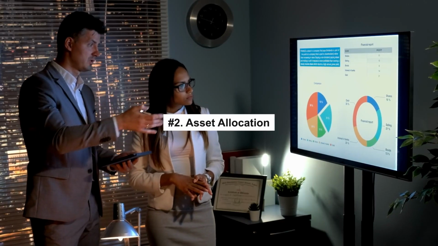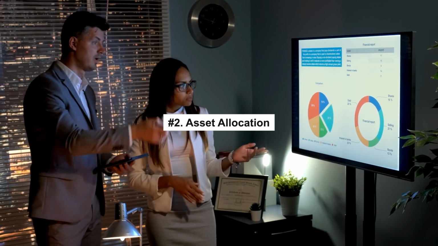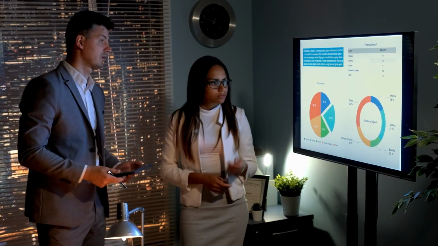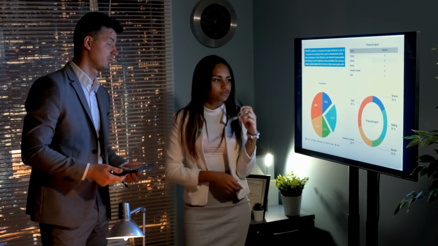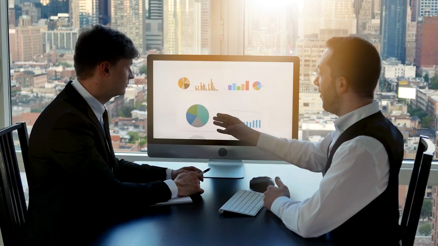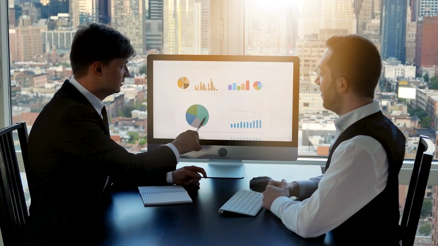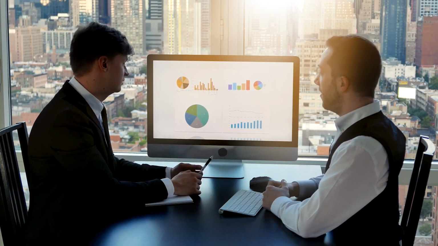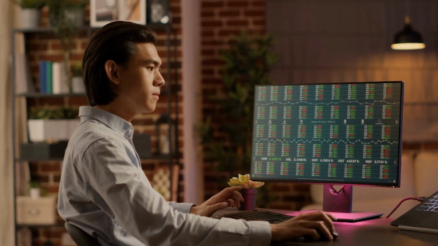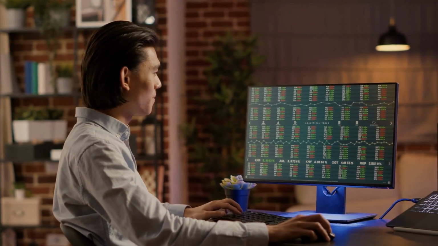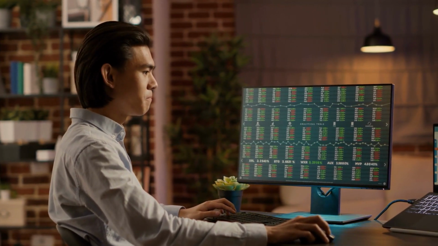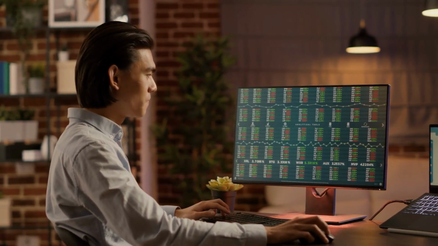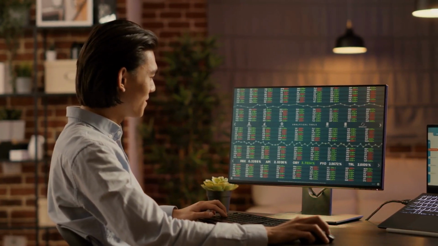Number 2. Asset allocation. Asset allocation, which means allocating a portion of a portfolio to different asset categories, such as stocks, bonds, commodities, and cash for the purposes of diversification, is a powerful investing tool. The low investment threshold for most ETFs makes it easy for a beginner to implement a basic asset allocation strategy, depending on their investment time horizon and risk tolerance.